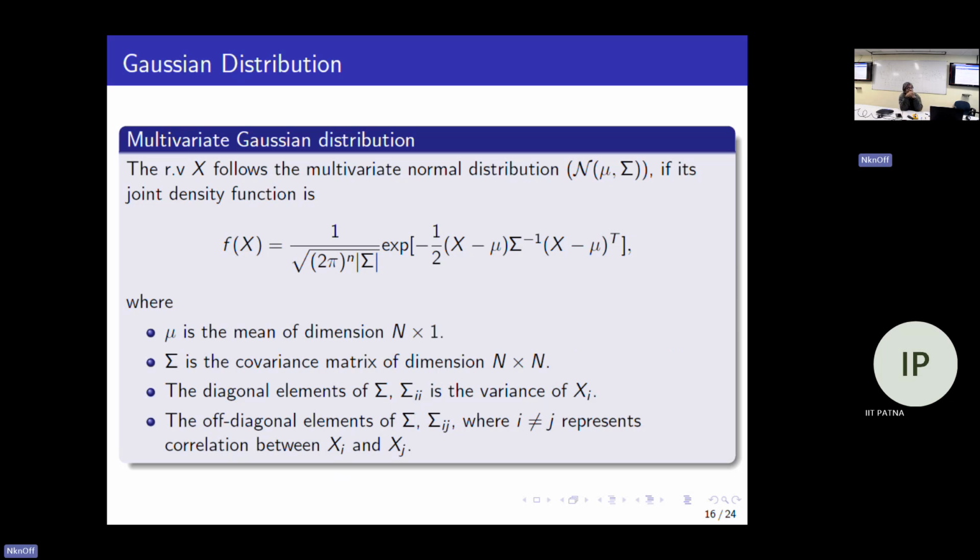Now it is interesting. So, the joint multivariate Gaussian distribution. The Gaussian distribution I already know for 1D, but for multiple random variables we could write the multivariate Gaussian distribution, which is N(mu, sigma), where mu is the mean and sigma is the covariance, and its joint density function is given as 1 by sqrt((2 pi)^n determinant of sigma) times e to the power minus half (x minus mu) sigma inverse (x minus mu) transpose.